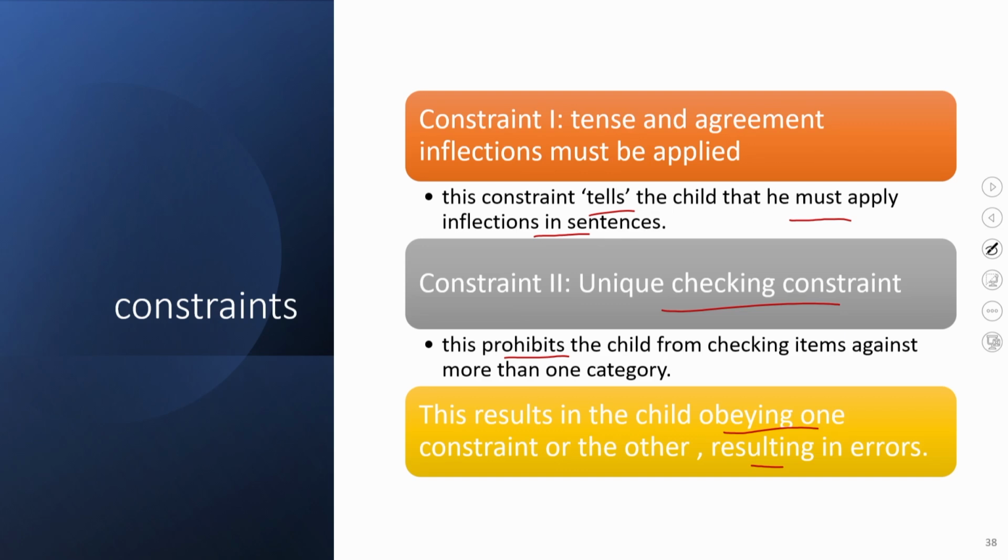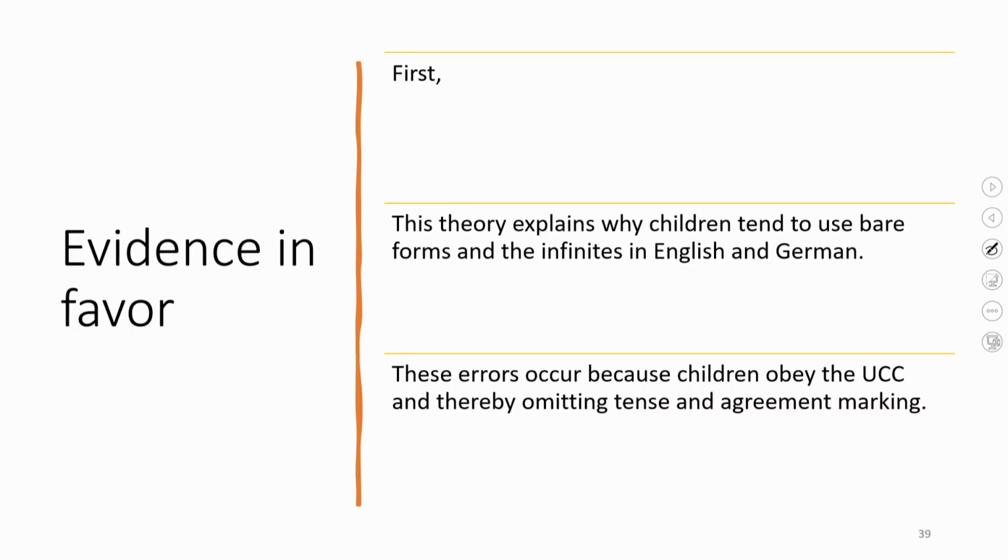Sometimes they tend to use only the bare form. If they are using the bare form, that means they are obeying constraint number 2. If they are using the morphemes correctly, then they are obeying constraint number 1. Of course, every theory has some evidence in favor of it and some evidence not in favor. Let us look at the evidence in favor of it first.